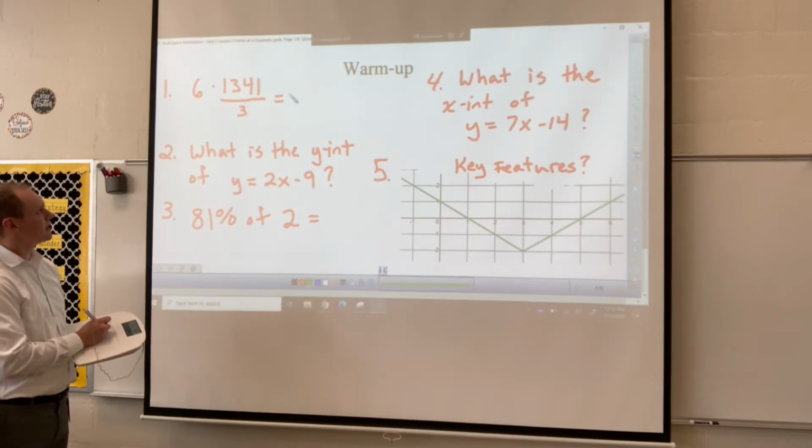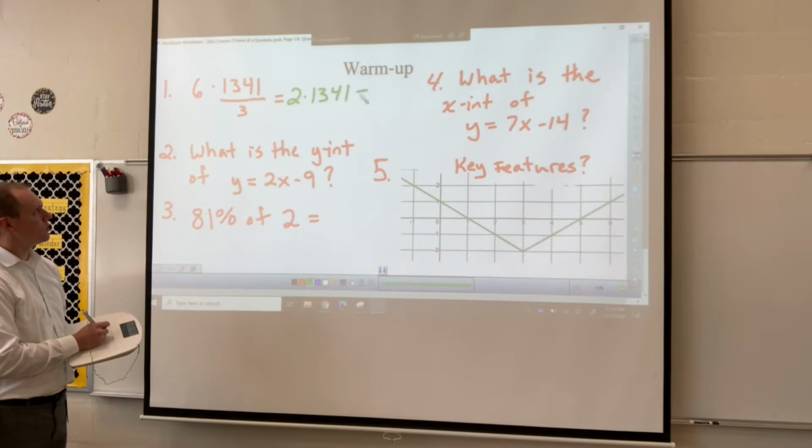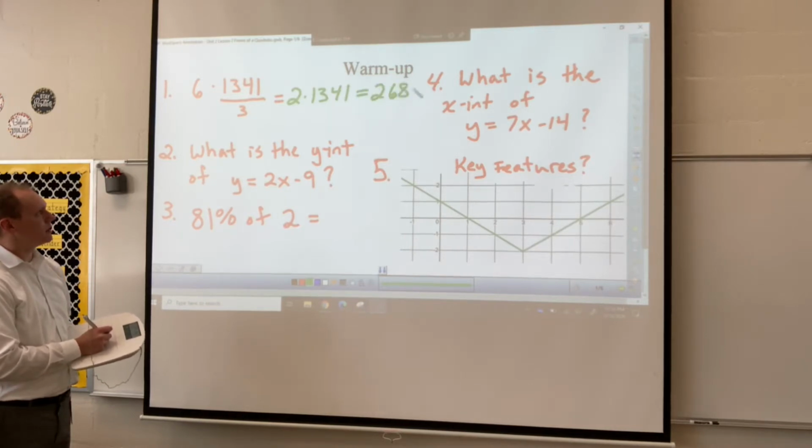So 6 divided by 3 is actually 2. So this is the same thing as 2 times 1,341, which we can double that pretty quickly, 2,682.